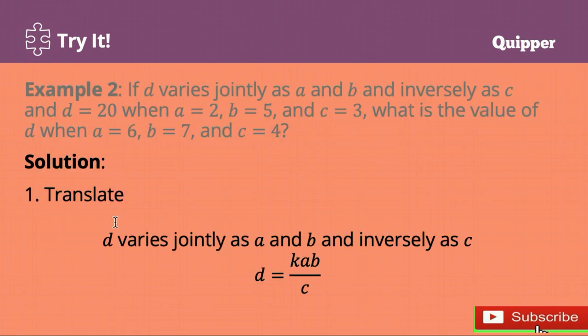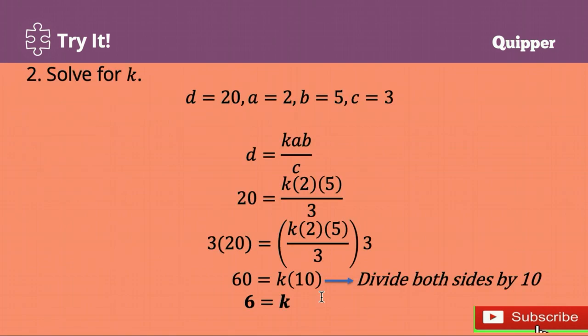First thing to do is translate the variation statement into a mathematical equation. The statement is D varies jointly as A and B and inversely as C. The mathematical translation for that is D is equal to K times A times B over C. Second, solve for k using the values of D, A, B, and C.